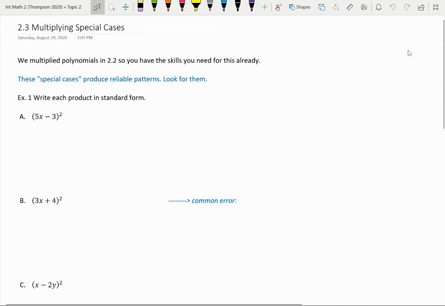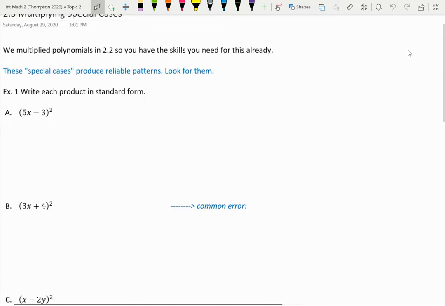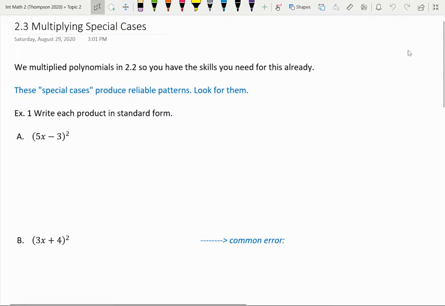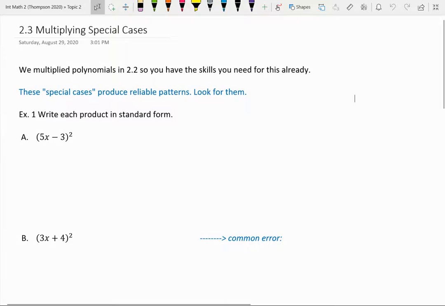Welcome. This is the 2.3 notes. It's called multiplying special cases. We did multiplying polynomials in 2.2, so this is just more multiplying and looking at what the book is calling special cases and just maybe recognizing some patterns that are occurring.